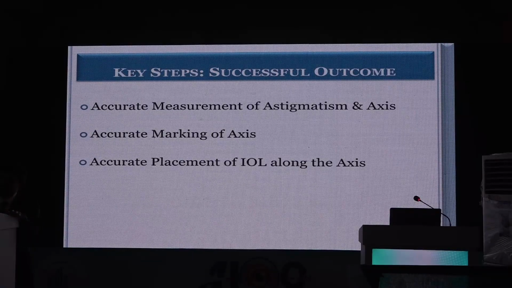So what is most important is that we have to decide first how much is the cylindrical power, and we correct the corneal cylindrical power, because in any case we are removing the lens. So if there is any issue related to lens-related cylindrical power, we don't have to think about that internal astigmatism, we just have to think about the corneal astigmatism. That is one. So an accurate measurement of astigmatism and axis is important. Second thing is you have to mark properly. Marking is important. That should be accurate, because then you will place the IOL over that axis. So the marking is essential, and then of course the placement of IOL.